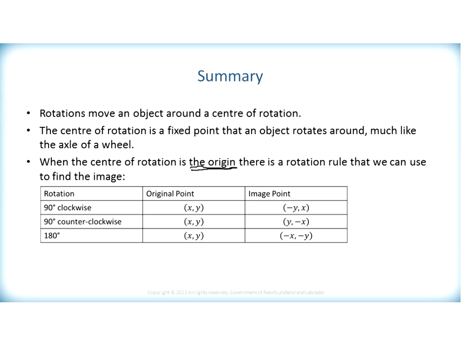90 degrees clockwise, the original point x, y becomes the point negative y, x in my image. The x and the y exchange places. That's how it works. 90 degrees counterclockwise, we've got x, y becomes y, negative x. And 180 degrees, we have x, y becomes negative x, negative y.